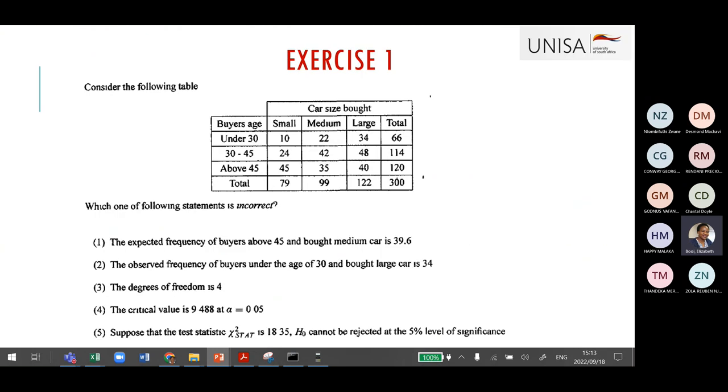So the first one, you are given the table. Consider the following table. Which one of the following statements is incorrect? You need to choose the statement that is incorrect. I'm going to give you a couple of minutes. Those who are using the template, you can go ahead and use the template to capture the information. Those who do not rely on the template, use your own approach: go through the options and the question and also calculate things manually, we can do that together.